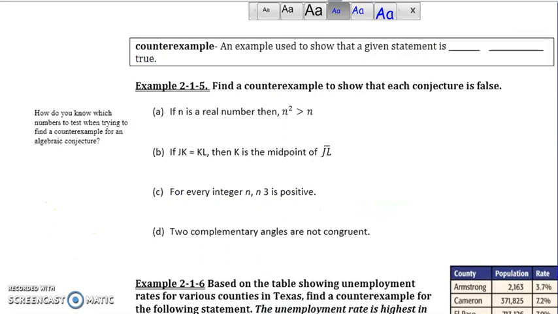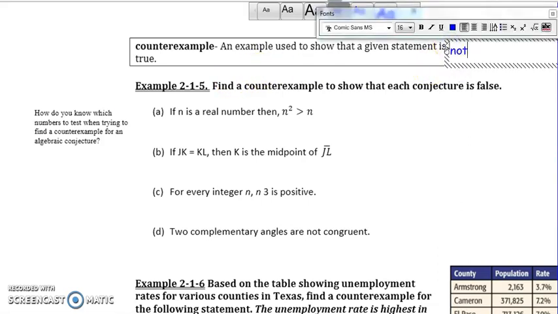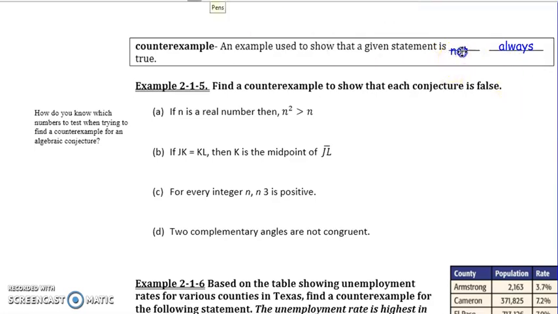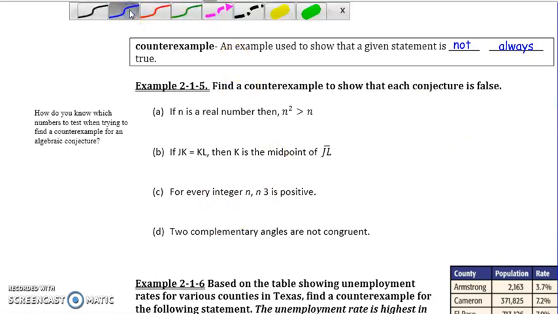All right, so let's take a look next at counterexamples, and that's an example used to show that a given statement is not always true. So if we can find an example that doesn't fit, then we are proving that it's false. So let's go ahead and plug in an example here. Real numbers, so that could be negative, positive, fraction. So I'm going to plug in a negative. Negative 1 squared is 1. 1 is still greater than negative 1.